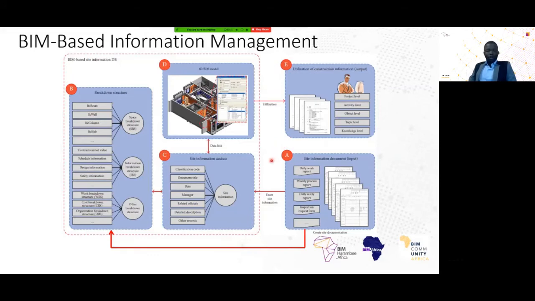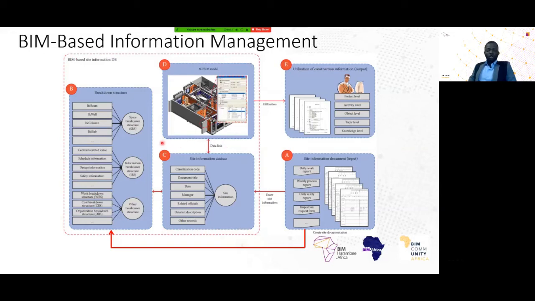Having collected the data in section A, the data is now structured and rearranged in section B. This rearrangement and categorization is done using a pre-designed categorization system, which can be referred to as a breakdown structure, as shown in this section B. So having categorized the data into the different sections, then we have the database in section C, where the information is being stored.